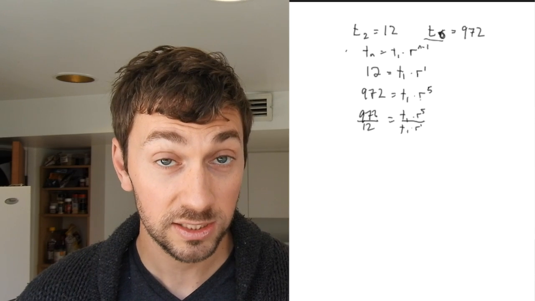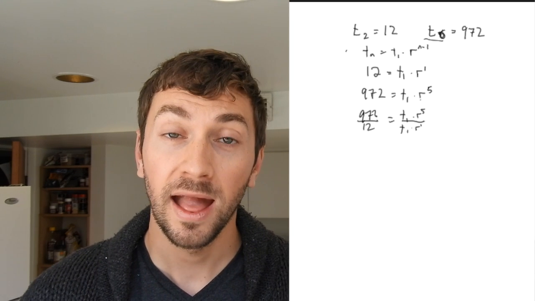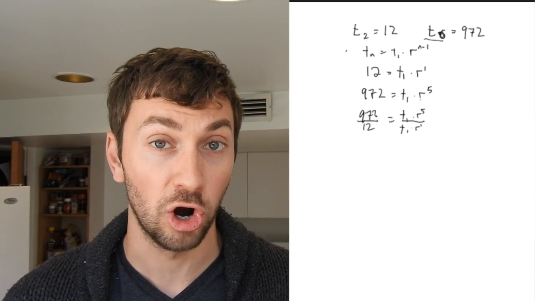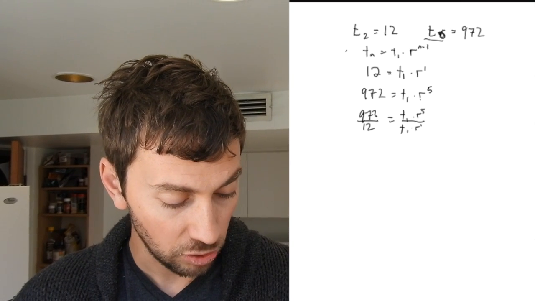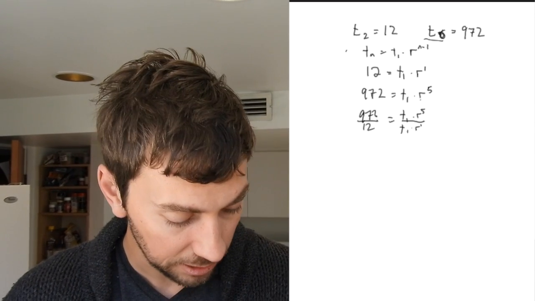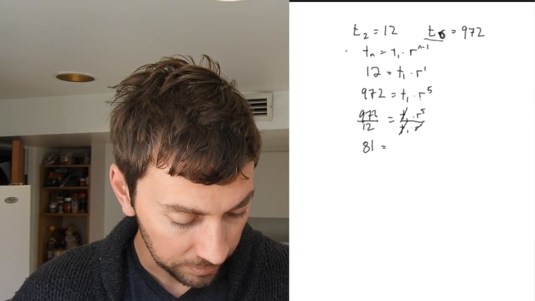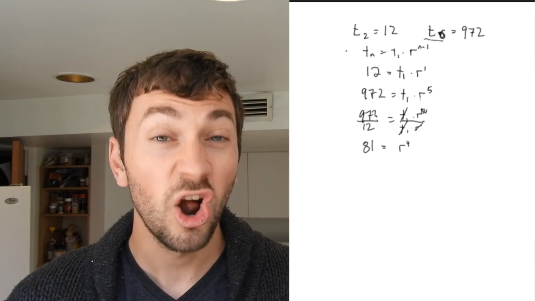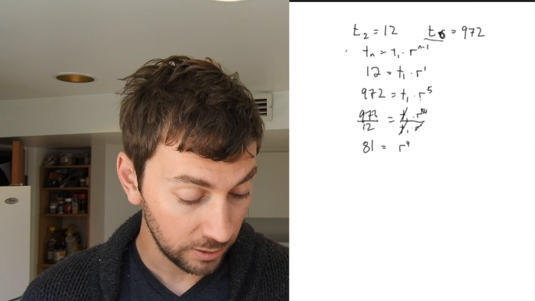And the reason I do this is because I want to eliminate a variable. I'm going to eliminate T1, and I'm going to get a little equation with just an R in it, and I'm going to be able to solve for R. So this is the move, the trick, and you need to know how to do a trick like this. So I now have an equation. The left side is 972 divided by 12. And if you put that into your calculator, you'll get 81. And on the right side, T1s cancel, and R on the bottom cancels, and R to the 5, I need to minus an exponent. So I get R to the 4. R to the 5 divided by R is R to the 4. Okay, and so 81 equals R to the 4.